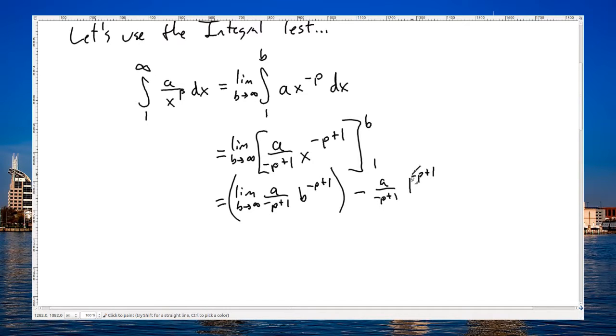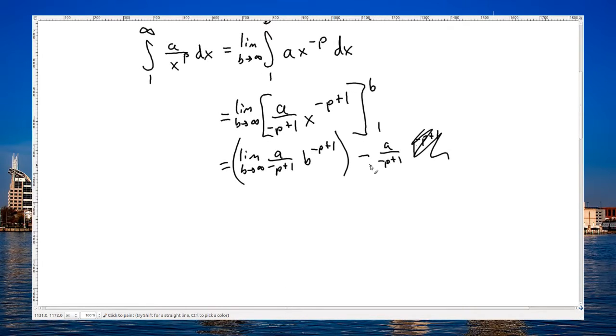But hey, 1 raised to any power is 1, so that just goes away. Anyway, it doesn't really matter because this is some finite number. Who really cares, right? What matters is, what's this limit, this gross looking thing here? I can make my life a little bit easier by bringing out this constant multiple of a. I can make that 1 minus p. Maybe that looks a little bit nicer. But really it's boiling down to b to the negative p plus 1.